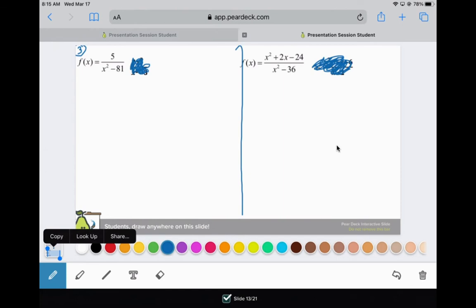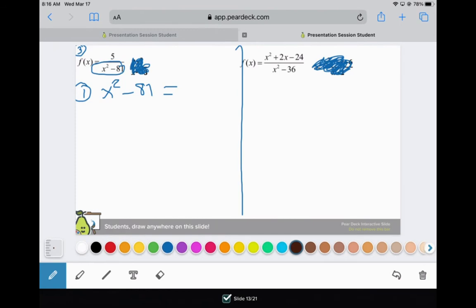Which part of the graph should I check? The 5 on the top or the x squared minus 81? If I want to check for continuity, I want to check the denominator, right? So step number 1, I will take my denominator, x squared minus 81, and set that equal to, in order for me to check, what do I set that equal to? 0, okay.